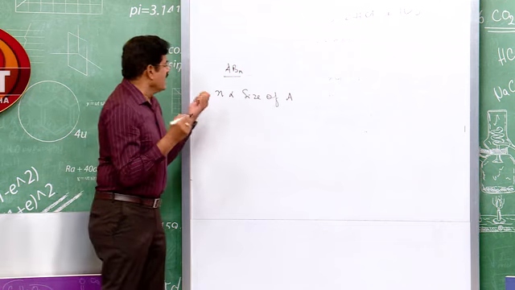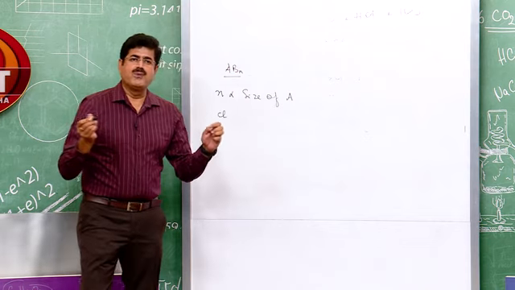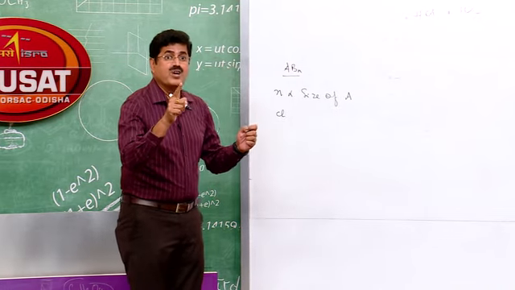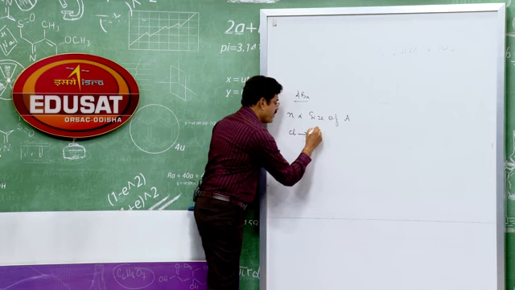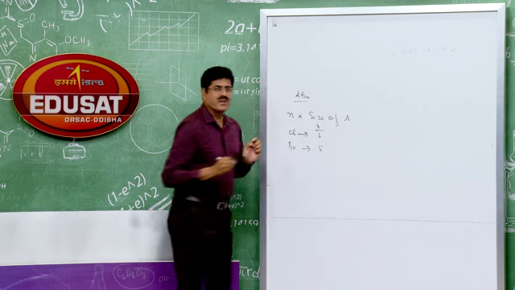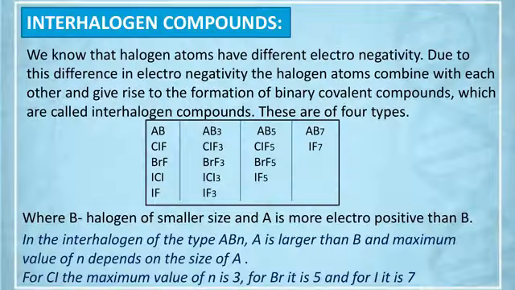For example, chlorine. What is the maximum value of n possible for chlorine? 3. For chlorine, the maximum value of n is 3. For bromine it is 5. For iodine, it is 7. What type of compounds do interhalogen compounds form? Displayed on the TV screen. For example, if you consider AB, I mean n is 1.